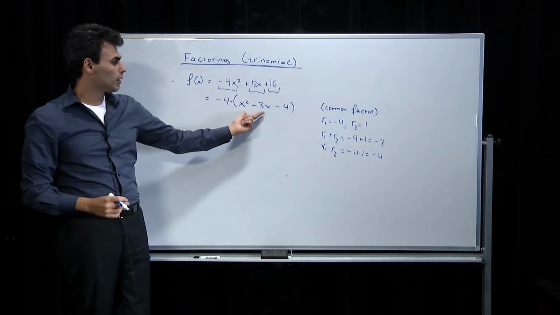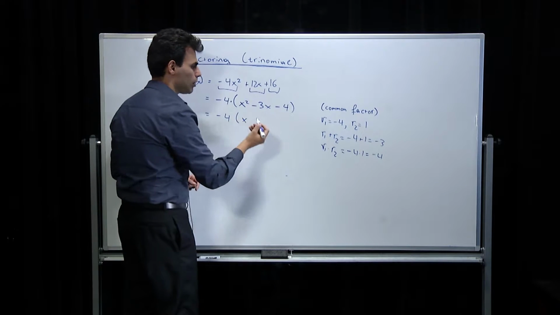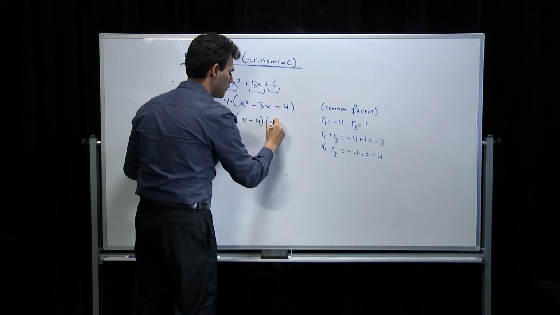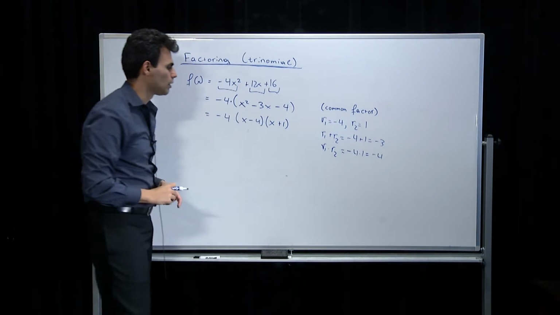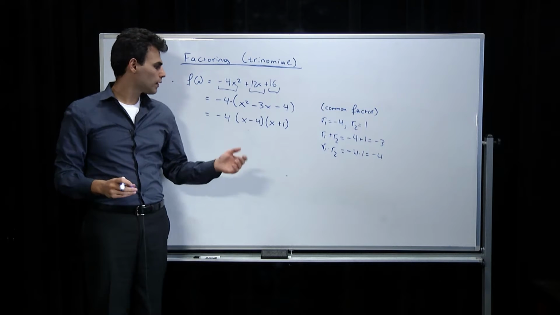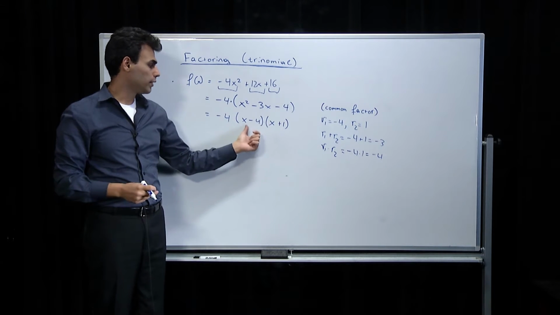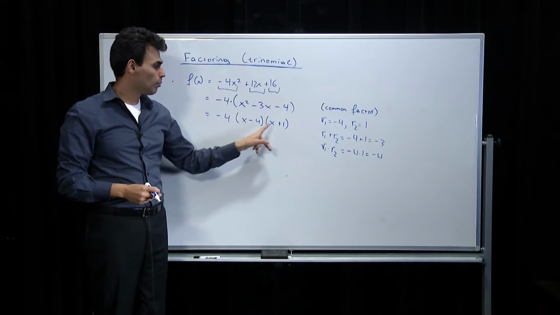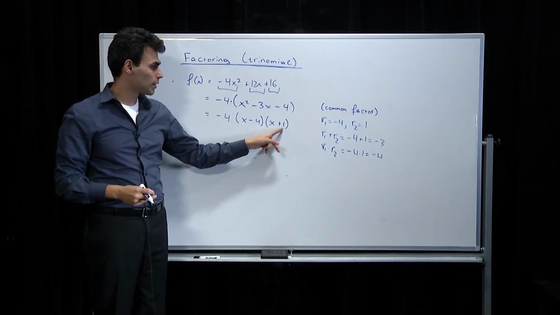Then we can break this into x plus R1, so x minus 4, times x plus R2, x plus 1. Now, why is this possible? Well, think about it the other way around. Just multiply these two things together. What are you going to get? Well, x times x is the x squared, minus 4x plus x, minus 3x, minus 4 times plus 1, minus 4.